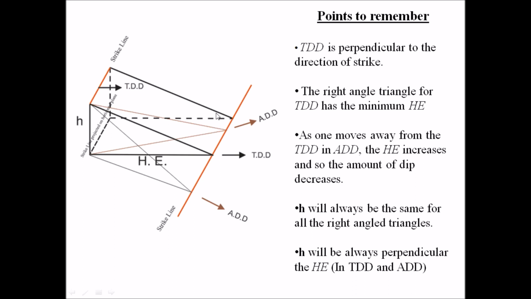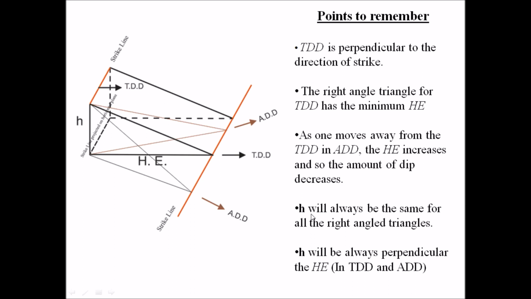Now as you move away from the true dip direction, the length of these lines increases, and hence the angle of dip would keep on decreasing. So as we move away from the true dip direction in apparent dip, the HE will increase, and so the amount of dip will keep on decreasing. And once you come parallel to the strike line, the amount of dip, apparent dip, would become zero. That is, along the strike lines the amount of dip is zero, and the bed would appear as horizontal.